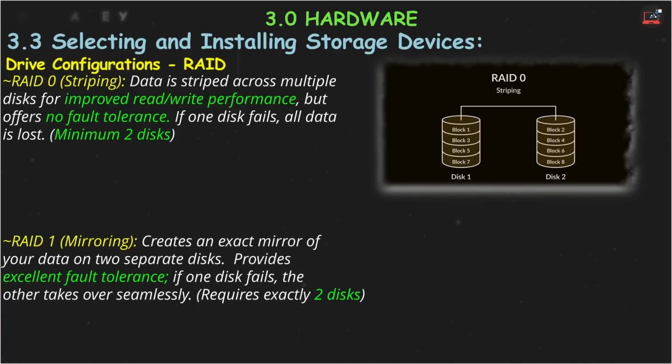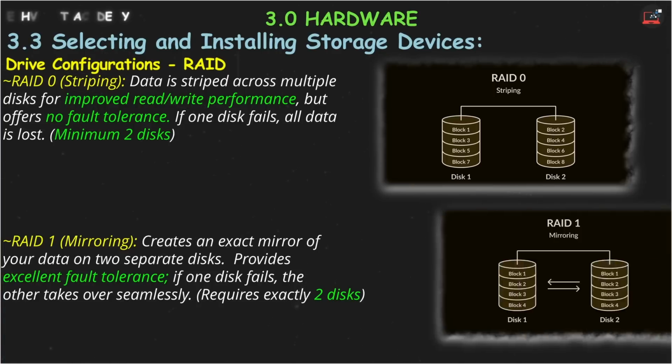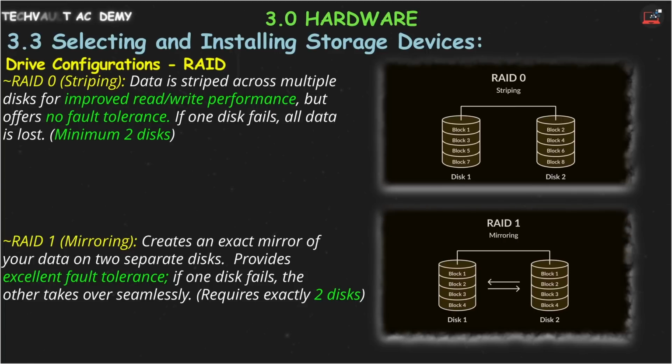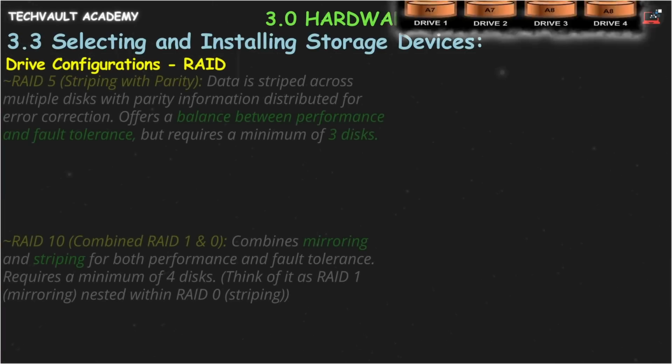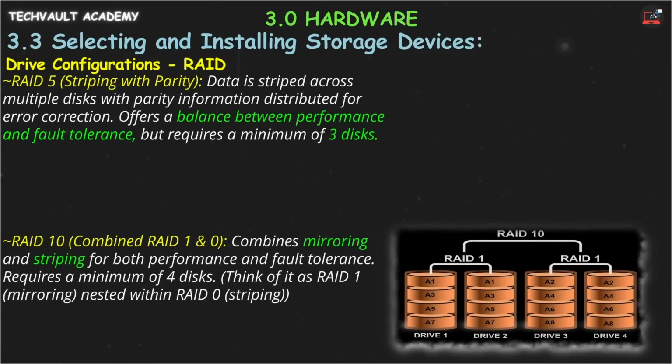Minimum 2 disks. RAID 1, mirroring. Creates an exact mirror of your data on 2 separate disks. Provides excellent fault tolerance. If one disk fails, the other takes over seamlessly. Requires exactly 2 disks.